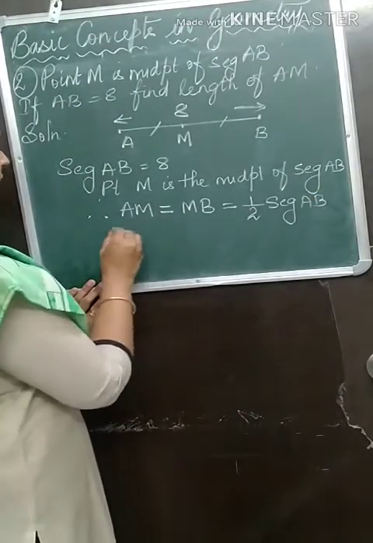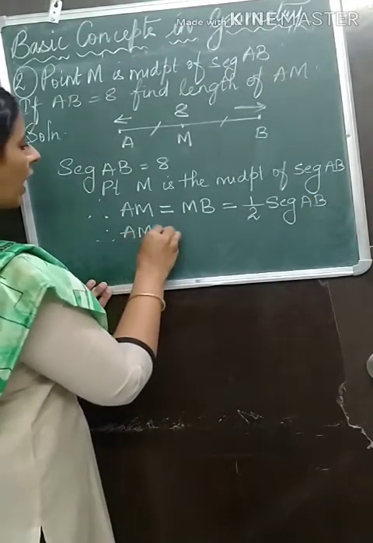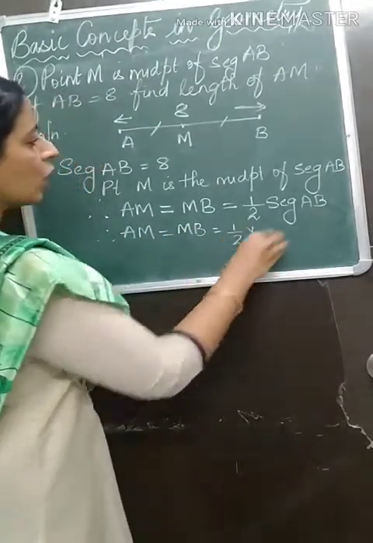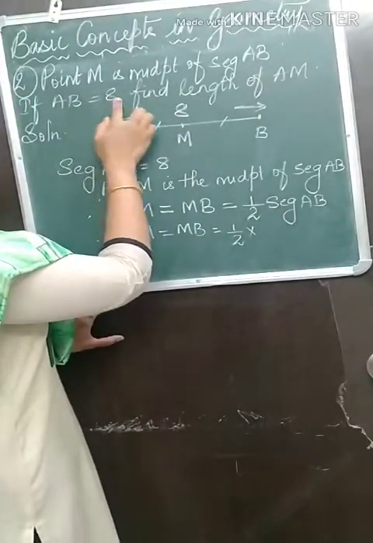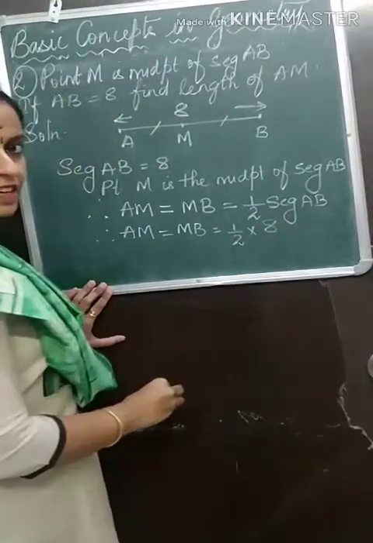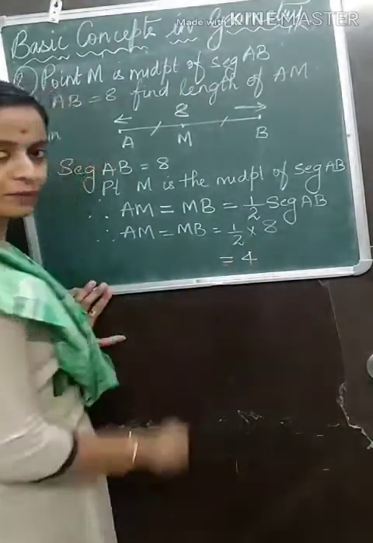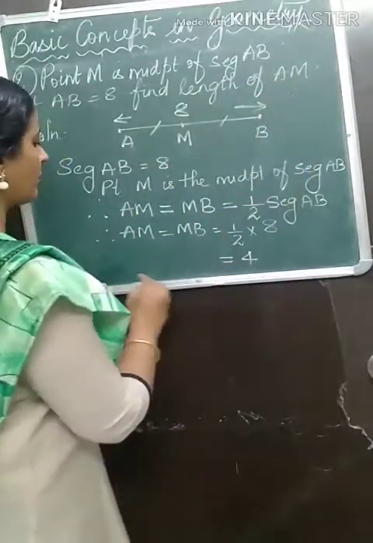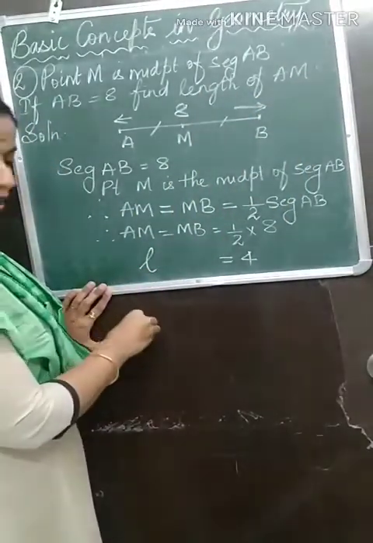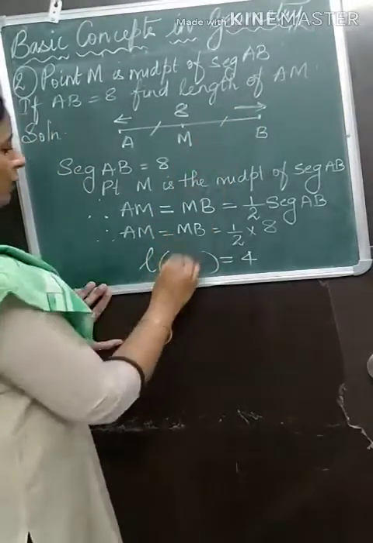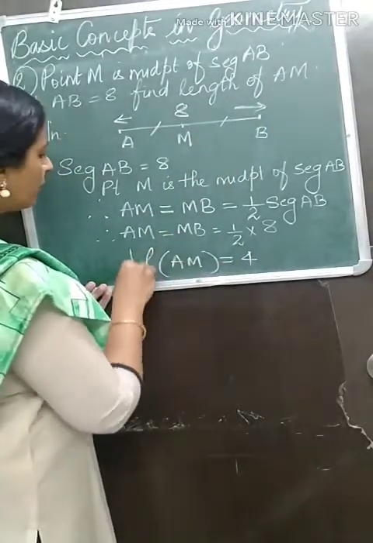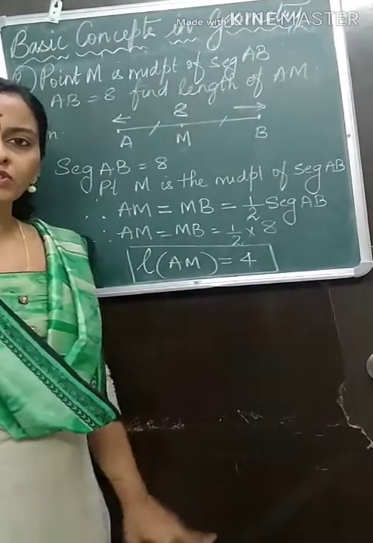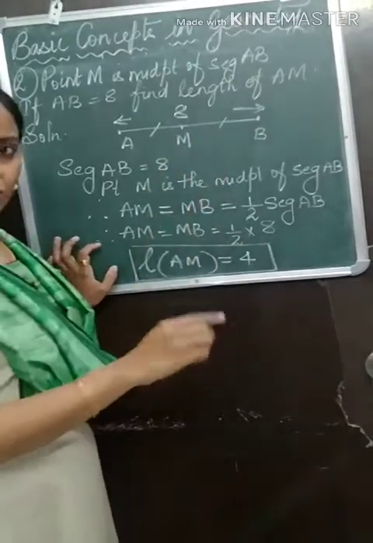Okay? So now let us find out the answer. Therefore, AM is equal to MB is equal to half of, how much is segment AB? Segment AB is 8. Half of 8 is 4. Now we will write only the thing which they have asked: length of AM. Now how will you write? Length, small l, bracket start, length of AM equal to 4 units. Just 4. Highlight it. 2 marks you got. So figure also carries marks.